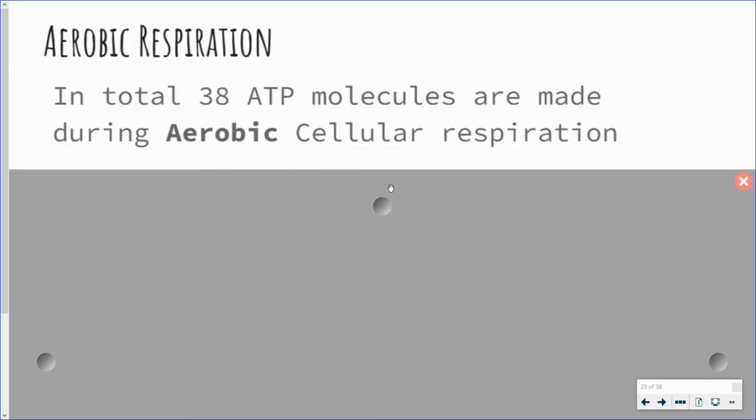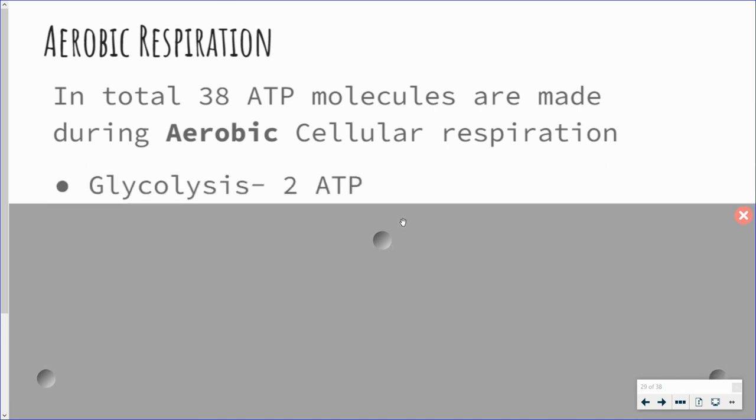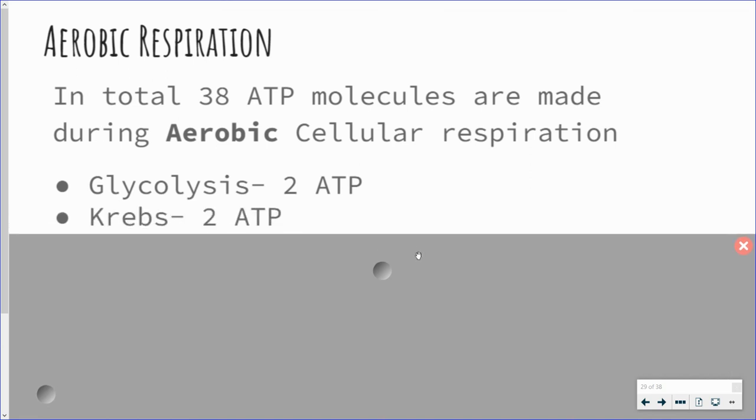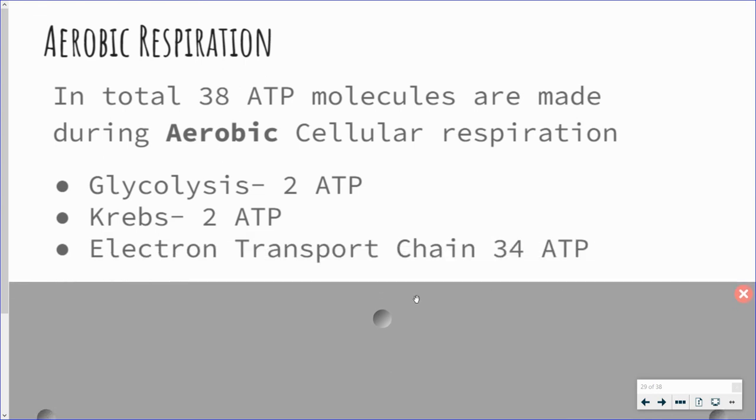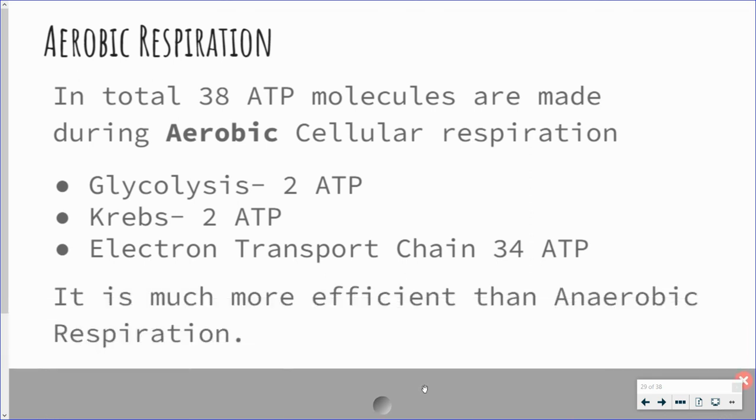There are 38 ATP molecules in all being produced during aerobic respiration. You get 2 from glycolysis. There's 1 from each pyruvic acid, and again, there's 2 pyruvic acids produced from 1 glucose molecule. So there's 2 more ATP there. And then there's 34 from the electron transport chain. So 38 ATPs in all. This makes it the much more efficient process. You produce far more ATP in aerobic respiration than you do in anaerobic.